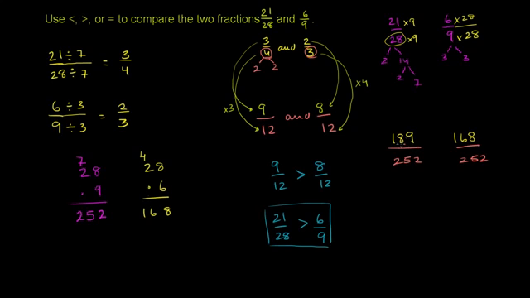So now we have a common denominator, and we can really just compare the numerators. And 189 is clearly greater than 168. So 189 over 252 is clearly greater than 168 over 252. Or that's the same thing as saying 21 over 28, because that's what this is over here, is clearly greater than the right-hand side, which is really 6/9.